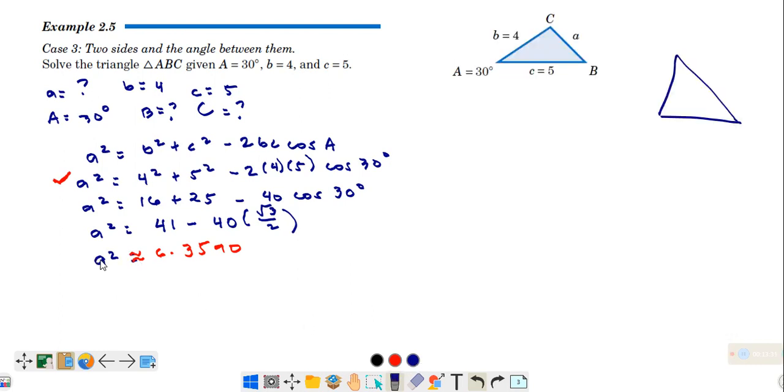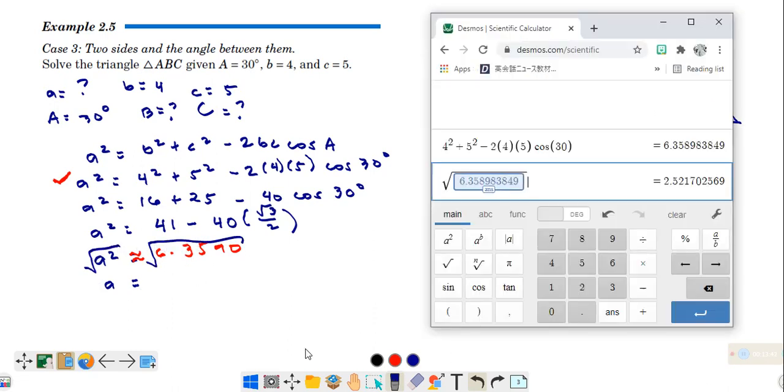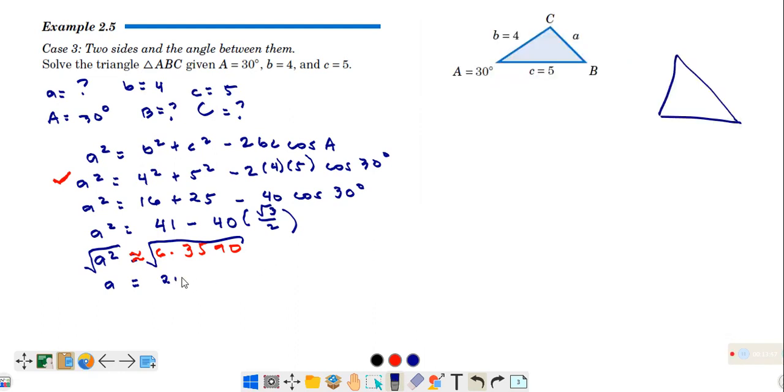So, paano nangyari yun? Since here, the given is a squared, in order for us to get the value of a, you have to get the square root of both sides. So, you will end up with 2.5217. Kung feeling nyo, sinisipag kayo, pwedeng imano-mano nyo siya.